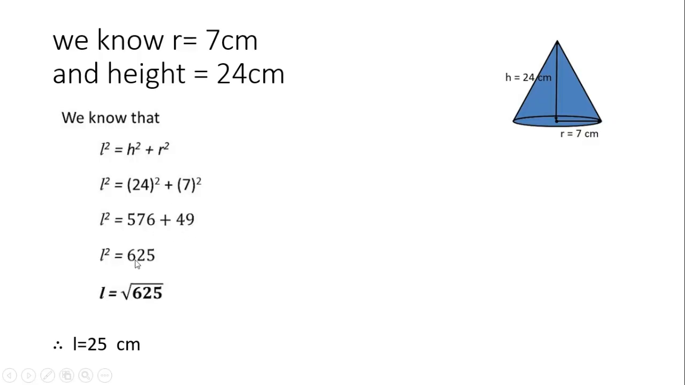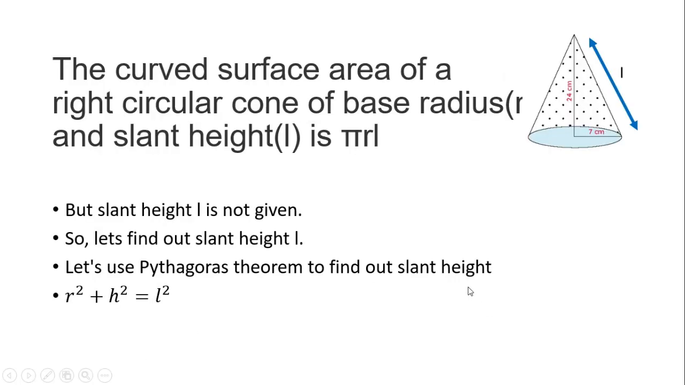So L square is equal to 625. Automatically, L is root of 625, that is 25 centimeters. So what did we find now? We were able to find the slant height of that particular right circular cone, L. We have found out the slant height of this right circular cone by applying Pythagoras theorem, as it is the right circular cone here.